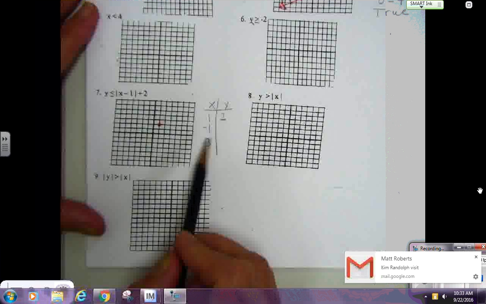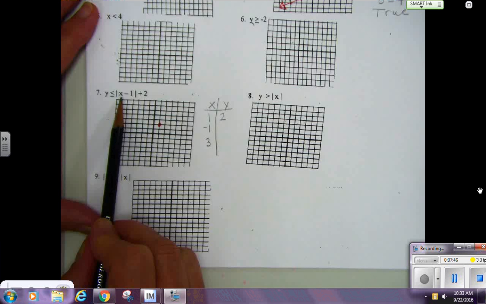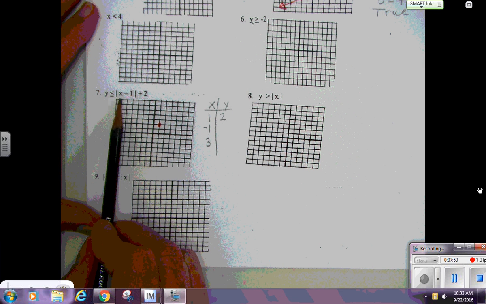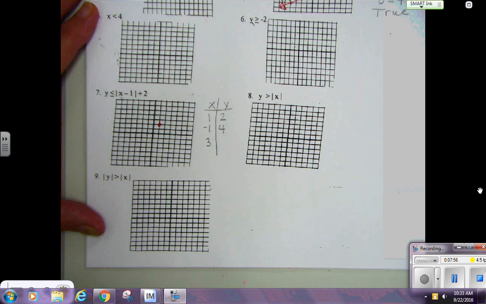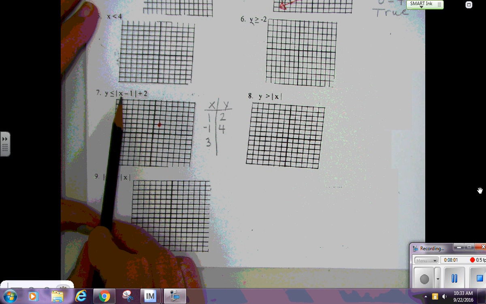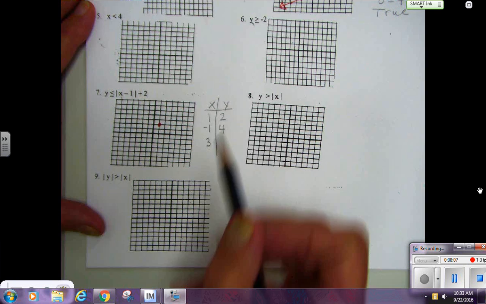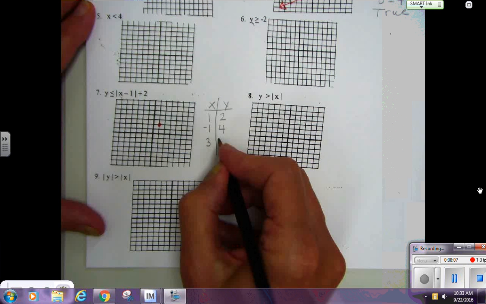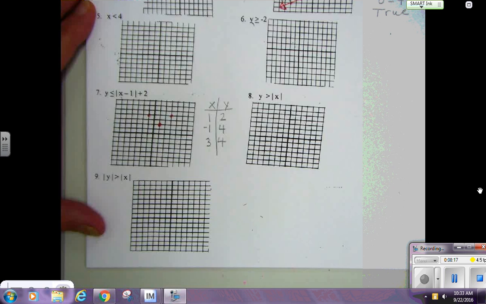I'm mixing it up a little bit. Okay, so let's substitute a -1 in here. -1 minus 1 is -2, but the absolute value of that is a positive 2, and 2 plus 2 is going to be 4. Okay, when I substitute the 3 in, 3 minus 1 is 2. Absolute value of that is a positive 2, and then 2 plus 2 is going to be 4. Okay, so let's plot those points. And I'm going to draw my lines.